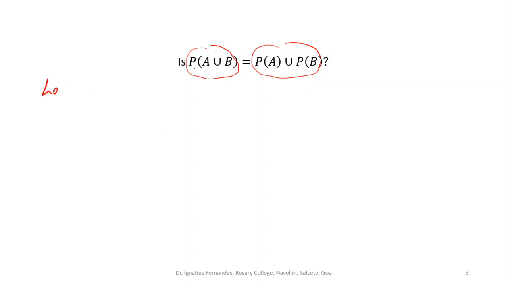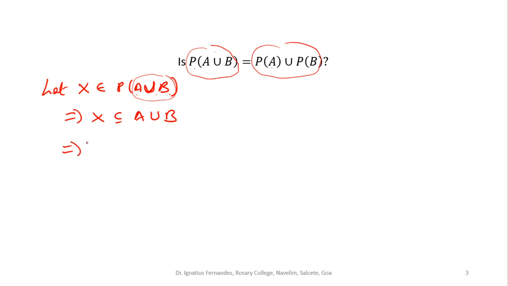So let X belong to power set of A union B. What do you mean by that? This X is a subset of A union B. Power set of A union B will contain all the subsets of A union B, right? So X is in power set of A union B, that means X is a subset of A union B. Now, remember we want to prove that this X is in power set of A union power set of B.